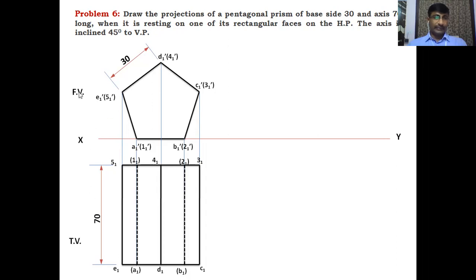After getting this, this is the front view and this is the top view of the solid in the initial position. The initial position we get when the axis is perpendicular to the VP. When the axis is perpendicular to the VP, we get these 2 positions. Then, when the axis is given as inclined to the VP, you have to rotate this axis. Here the axis coincides with this line. This axis and these lines are parallel to each other.